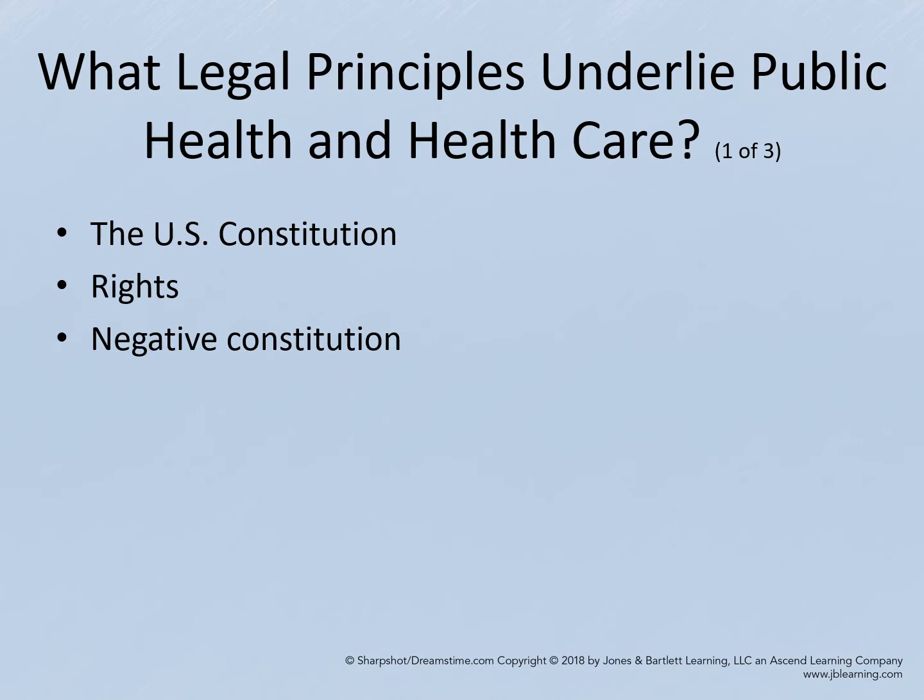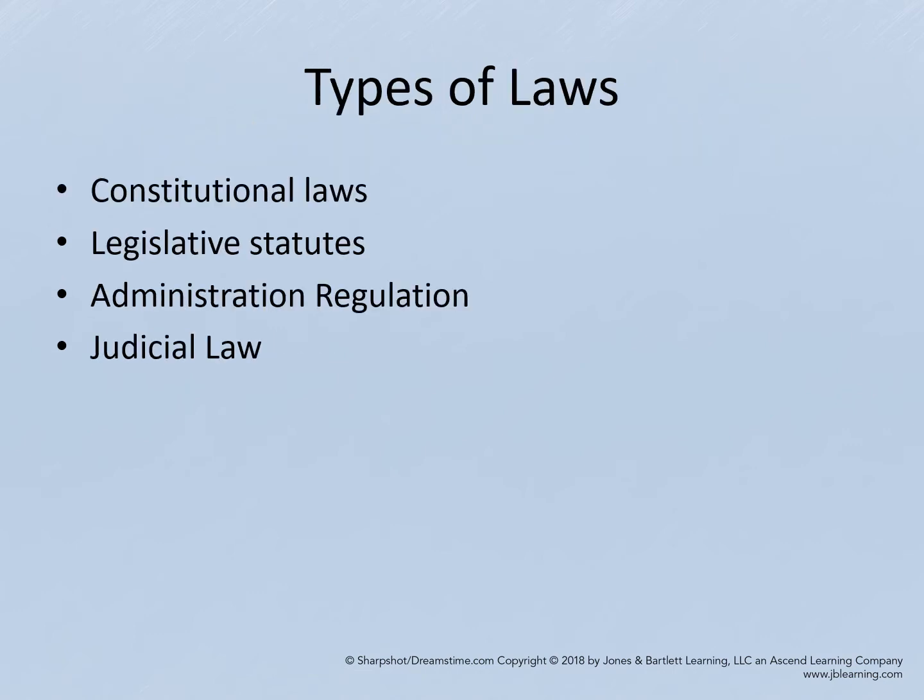For example, the Supreme Court has not found an obligation on the part of the states to act to prevent child or spousal abuse, even when the state is fully aware of specific circumstances or a court has issued a restraining order. So that is known as negative constitution. Okay, and now let's look at types of law.